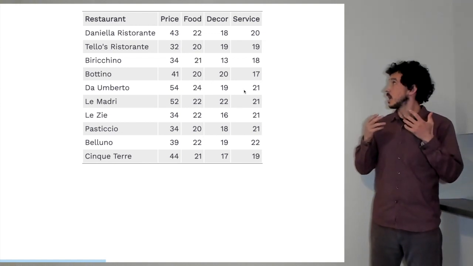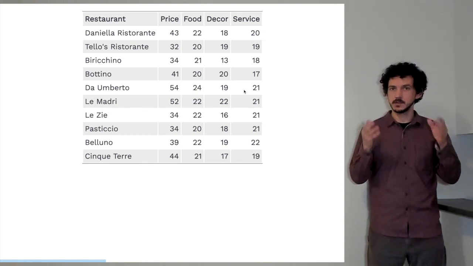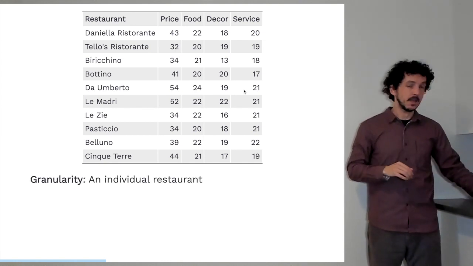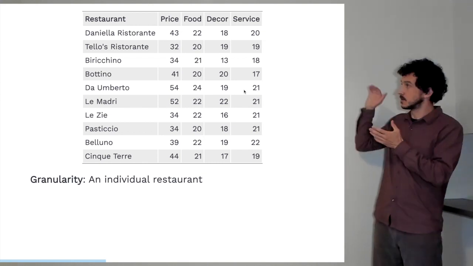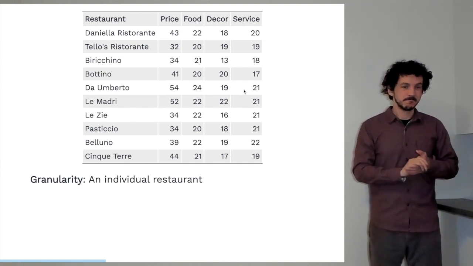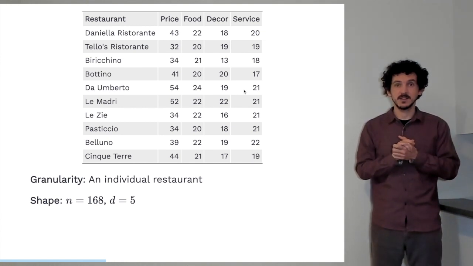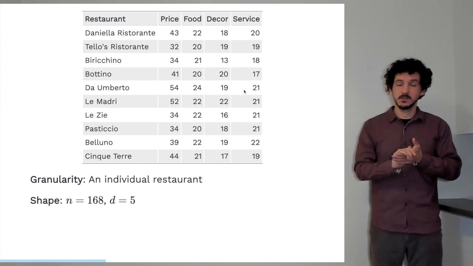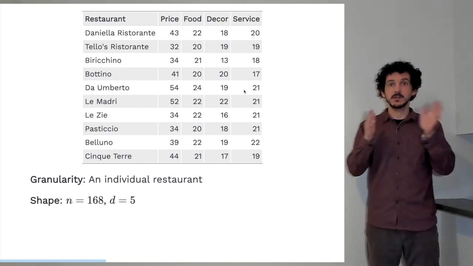Something that we should always be thinking about is going back to notions of granularity and being sure we understand what every row in this data frame refers to. In this case, we're thinking about an individual restaurant. It's not surprising. So, for example, this first row is all data on Daniele Ristorante. We should also ask questions like, what shape is it here? What are its dimensions? In this case, there are 168 restaurants that we have access to, and in the way that I've shown the data frame, we have 5 columns.